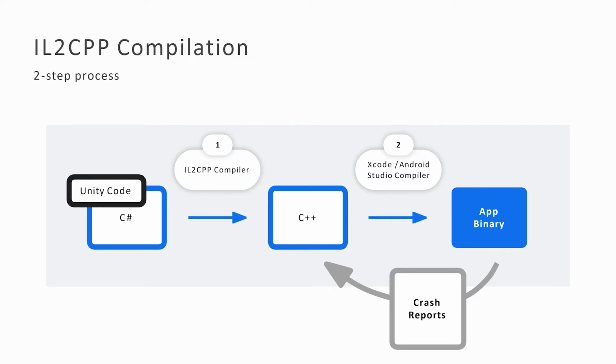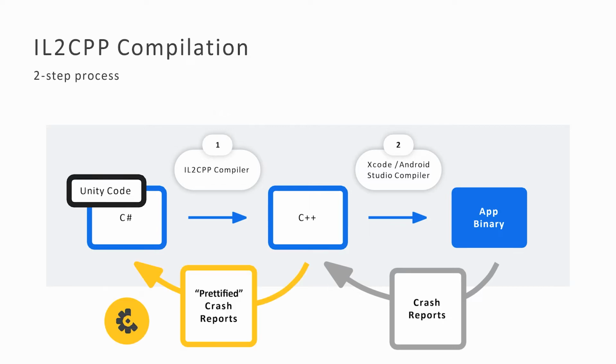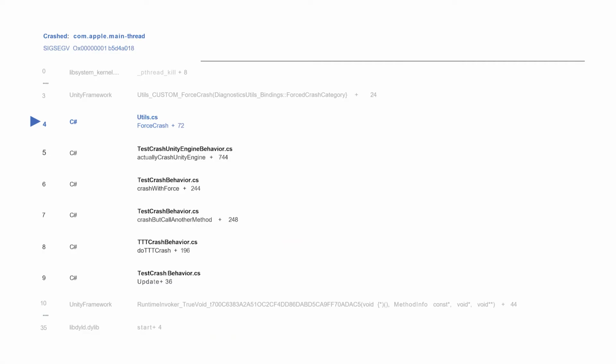Really what you want, though, for your developers is the code that they wrote when they see a crash. And so we introduced a system in Crashlytics that we call prettification. And it essentially takes the crashes that you're getting in native code, and it tries to convert them back to the C# code that your developers wrote or that you wrote. So if we take a look at one of these finalized stack traces, you'll see that it shows C# files. It shows a much cleaner stack trace without a bunch of extra, unnecessary lines of code.